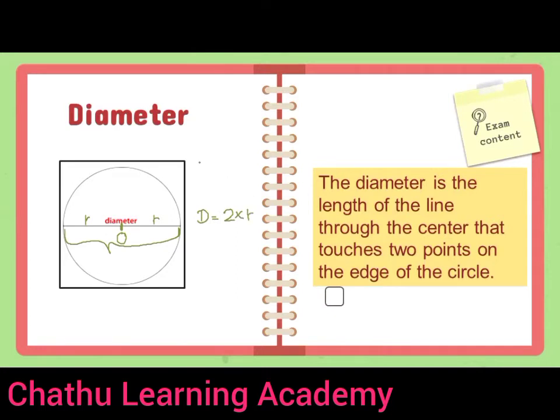If the given radius is equal to 5 cm, can you tell me the length of the diameter? Here it should be equal to 2 times R. 2 into 5, it should be 10 cm. Is it clear?